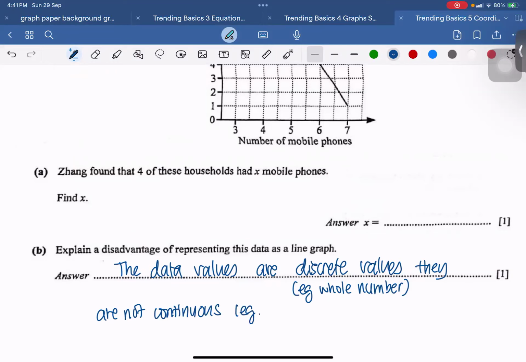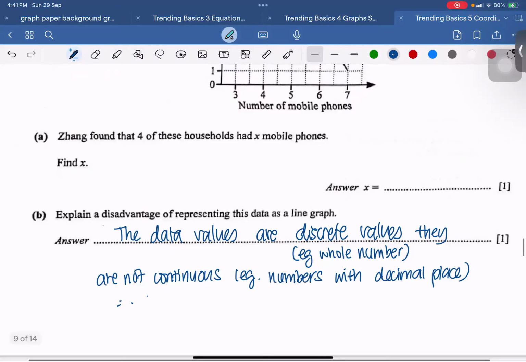For example, with numbers with decimal places, it is not easy for us to read them. It can mislead the reader into thinking that there are decimal numbers and things like that.